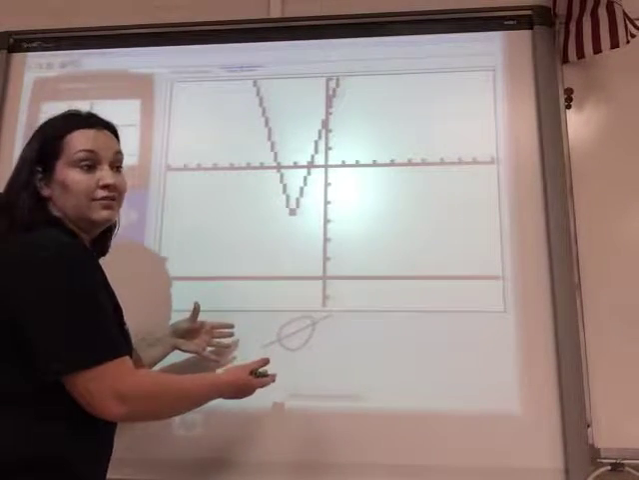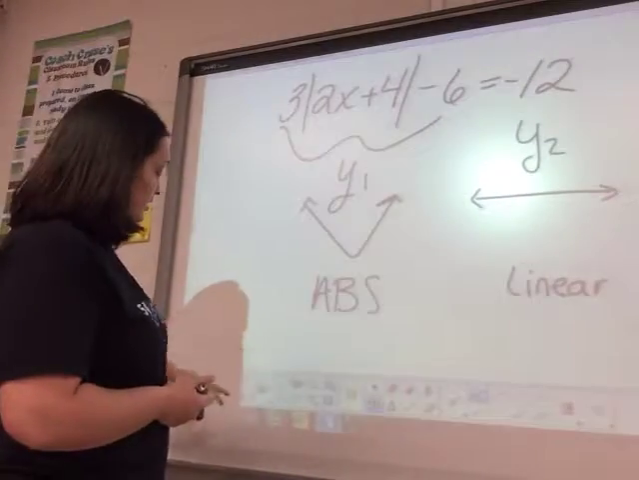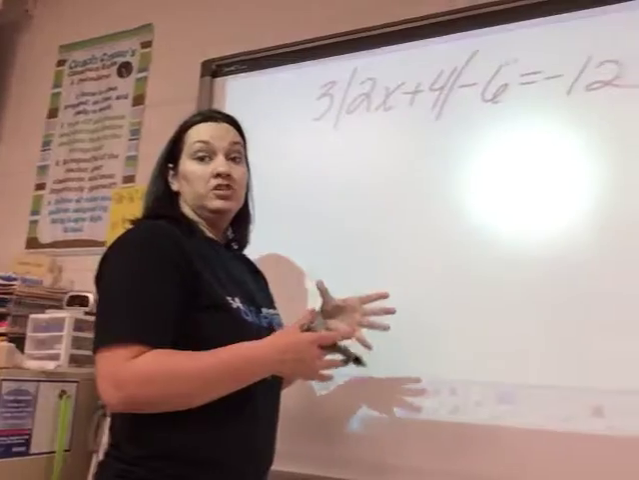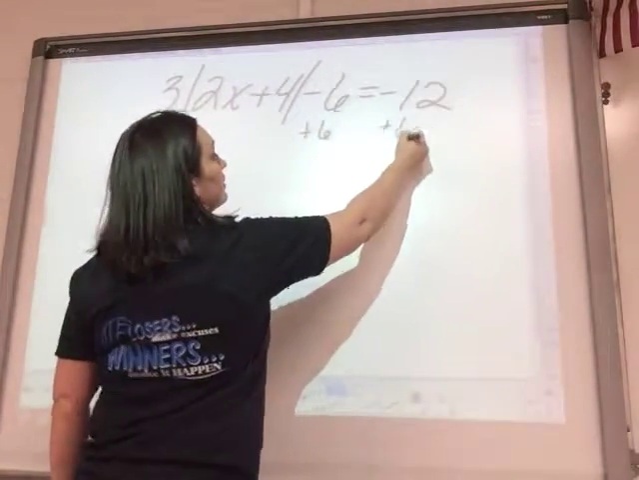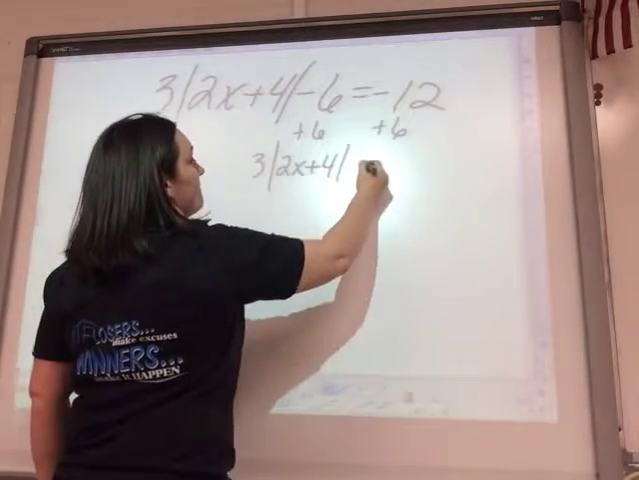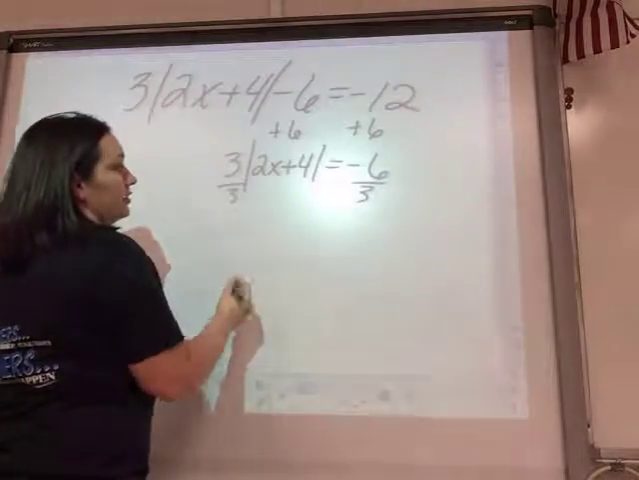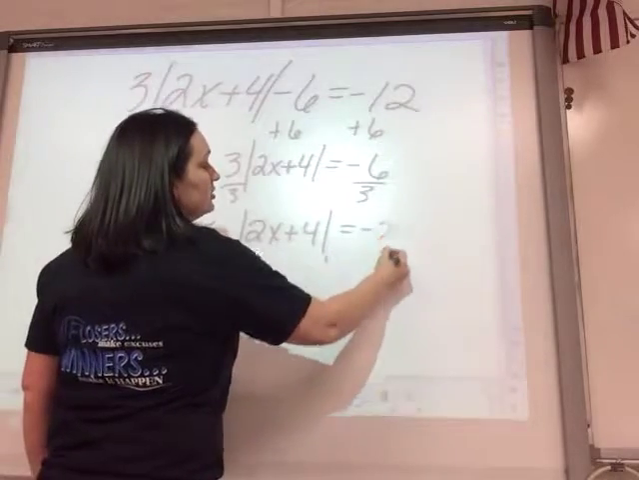Let's confirm this using algebra. So I'm going to go back to my screen here. Same equation. Let's solve this algebraically. Now the steps are the same. You still want to isolate first. So we're going to add our 6 first. Divide by 3. Divide by that coefficient to get your absolute value equal to a negative 2.